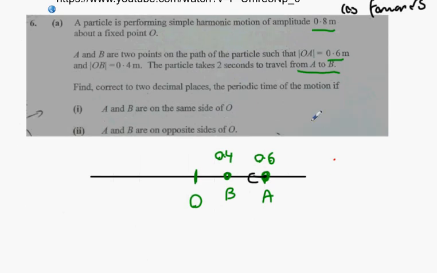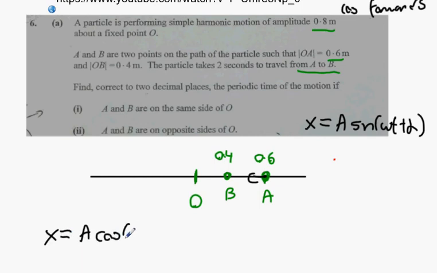What we're going to do is this. In our notes, it says x equals a sine omega t plus alpha. That's great if you're going away from the center of oscillation. You've determined that you're going towards the center of oscillation, so change that formula into x equals a cos omega t plus alpha. Is that alright? Now, next thing you're going to do.